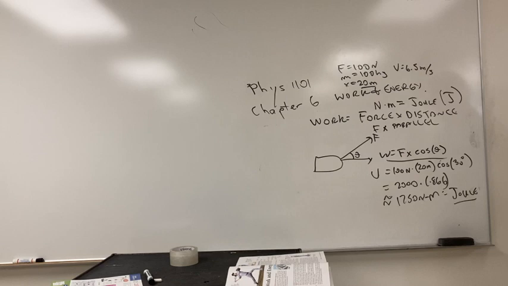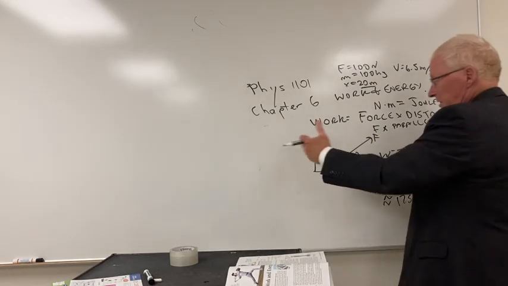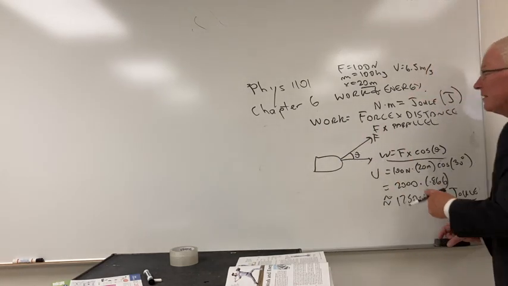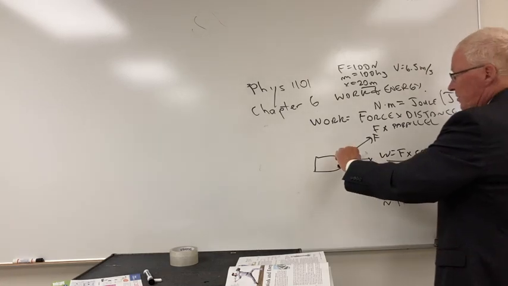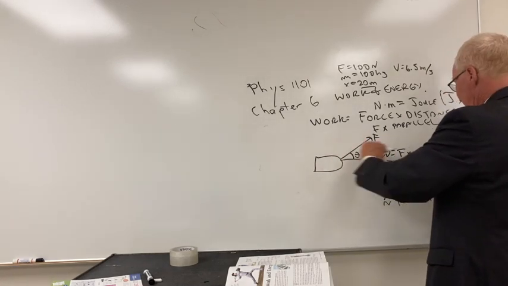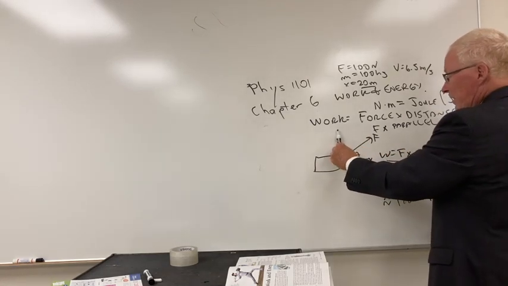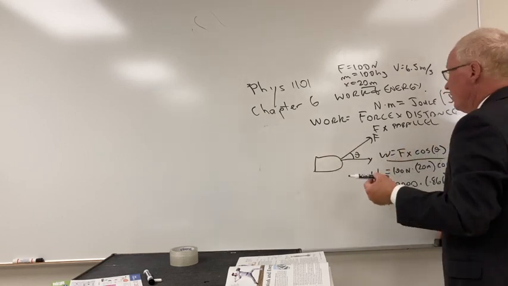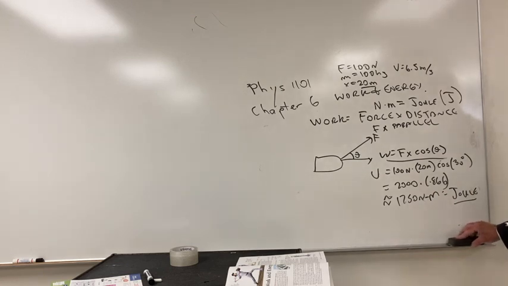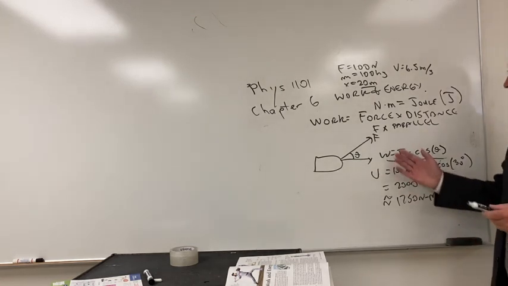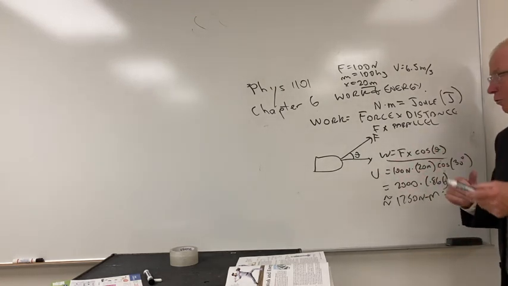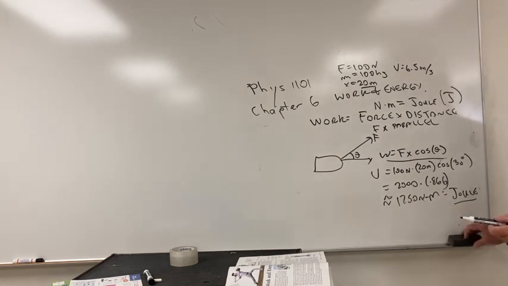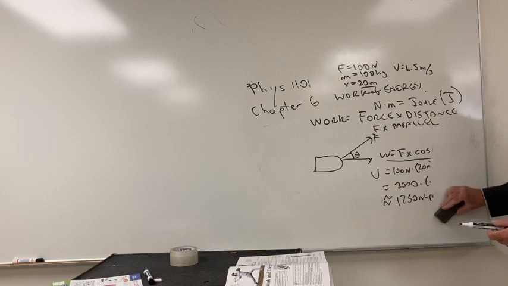For most of our problems, the force and distance will be in the same direction. So you can see if it's parallel, it's maximum, but if it's 90 degrees, the force is doing no work to pull it that way, so the work would be zero. So if the force and the distance are perpendicular to each other, the work done is zero. All right, so let's look at this particular problem.